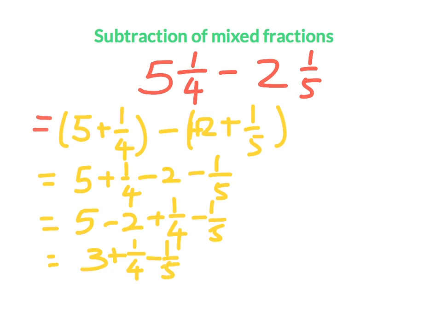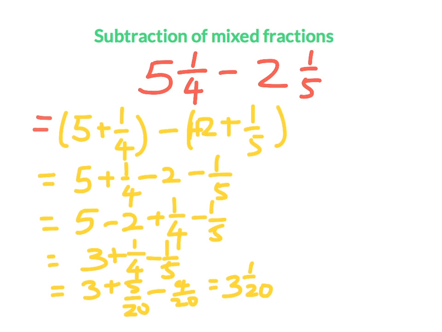So we can make these two fractions like fractions. So this is going to be 3 plus 5 over 20, just multiply by the opposite denominator, minus 4 over 20. So this gives us a value of 3 1 over 20. Okay, what about the improper fraction method? Yes, we can also use the improper fraction method.